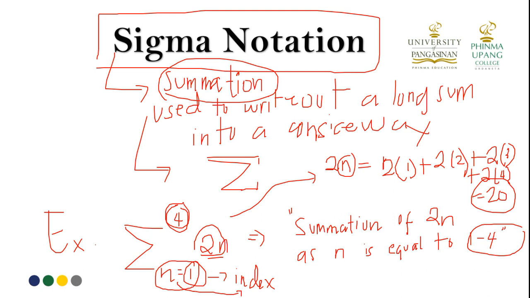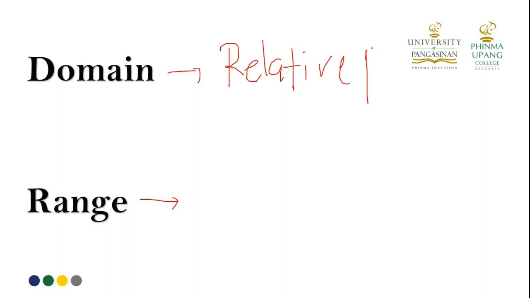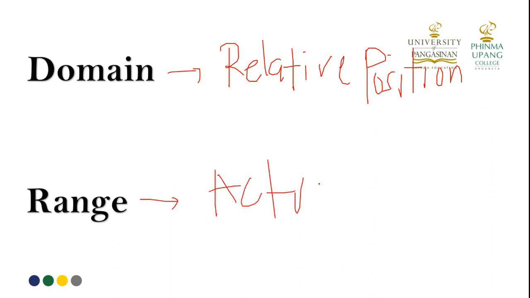That is sigma notation. Summation, and the symbol is parang Z siya. Next, we're going to review what is the domain and the range. Nabanggit ko na siya kanina. Domain is the relative position, yan yung 1, 2, 3, 4. Yung sa range naman, when we say range, that is the actual term.